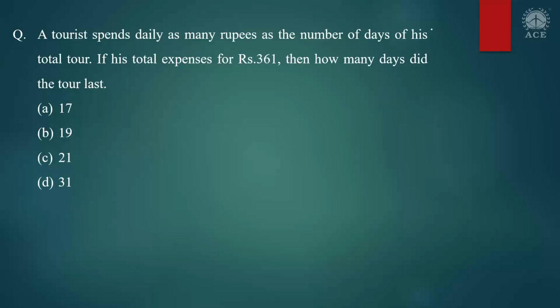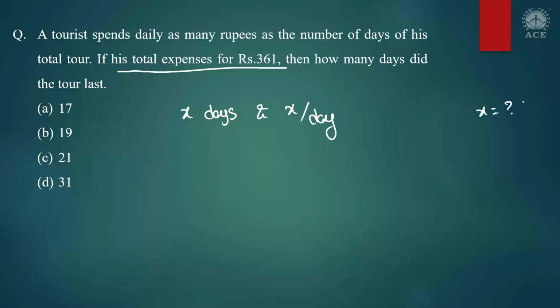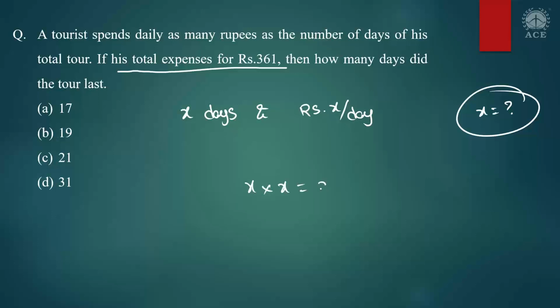A tourist spends daily as many rupees as the number of days of his total tour. If his total expenses are 361, then how many days did the tour last? He is spending X rupees per day, for example, and his tour is X days. You have to find the X value. That's the question: how many days is his tour? He spends X rupees per day and went on the tour for X days. The total expense is X days times X rupees each day, which means X square is 361. You have to find the square root of 361.